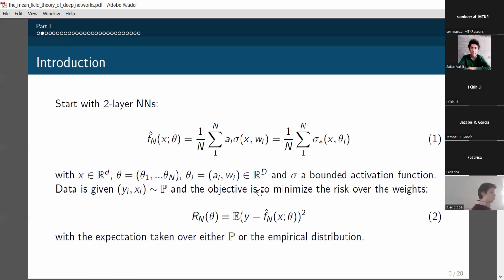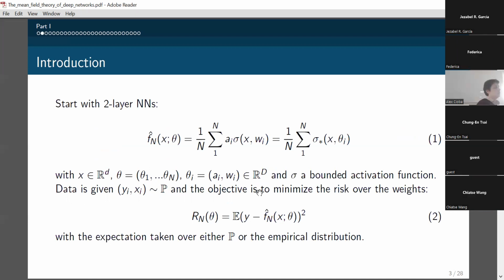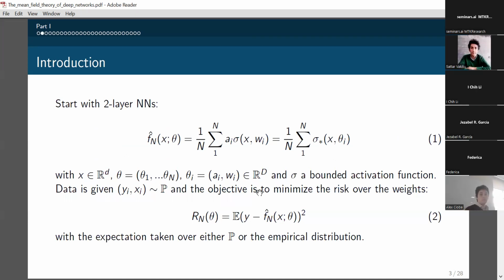the picture for mean field theory starts with two-layer neural networks. Again, I hope that you'll be familiar with the representation here. The neural network is set up to look like a sum of activation functions, which take in some trainable weights and the data, obviously, in the standard description of neural networks.